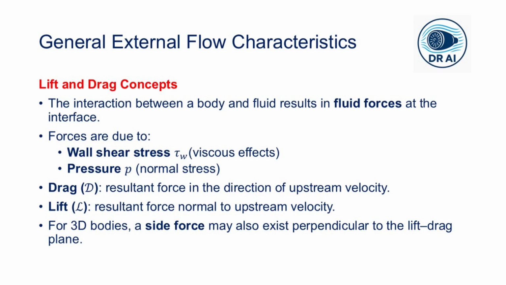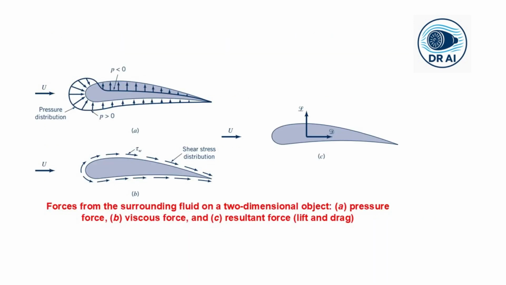The resultant force in the direction of the upstream velocity is called the drag and is denoted by the capital D. The resultant force normal to the upstream velocity is called the lift, which is denoted by the capital L. So for three-dimensional bodies, there might also be a side force perpendicular to both. Now look at this particular figure, part c, in your mind's eye. The drag and lift are the net result of all those tiny pressure and shear forces acting on every bit of the surface.